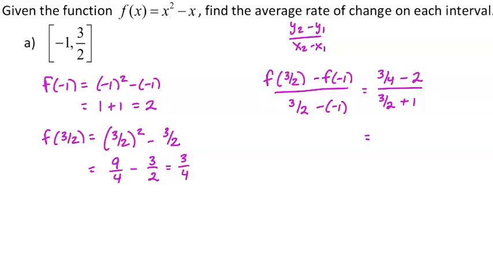Again, feel free to let your calculator help you out with the fractions here. 3/4 minus 2, we have a -5/4 on top. 3/2 plus 1, so 3/2 plus 2/2 is 5/2. So you can think about dividing fractions as the same as multiplying by the reciprocal. So dividing by 5/2 is like multiplying by 2/5. So those 5's cancel and leave -2/4. We'll go ahead and simplify that and write that as -1/2. So what we're saying is if you were to graph this function and plot those 2 points, the slope of the line between those 2 points would be -1/2.